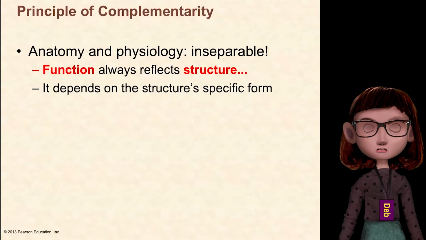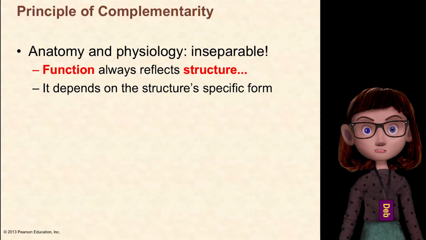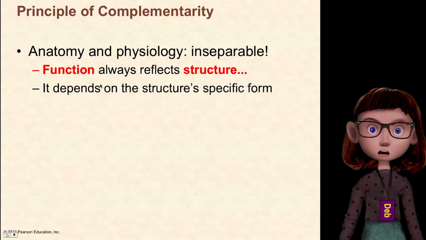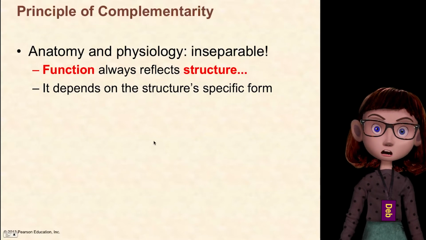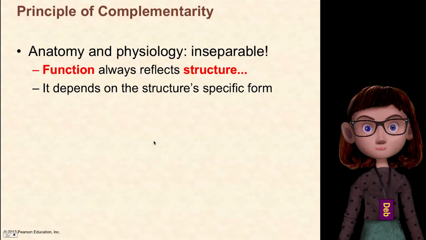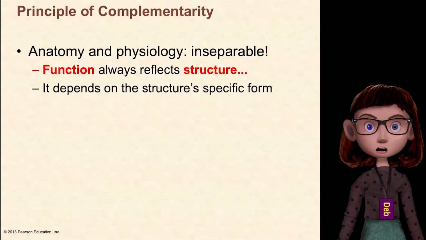The principle of complementarity refers to the fact that anatomy and physiology are inseparable. Function always reflects structure, and the function is going to depend on the structure's specific form. Also, depending on what kind of function we're looking for, often a structure will be designed in order to achieve that function.